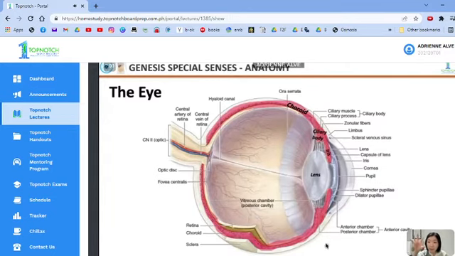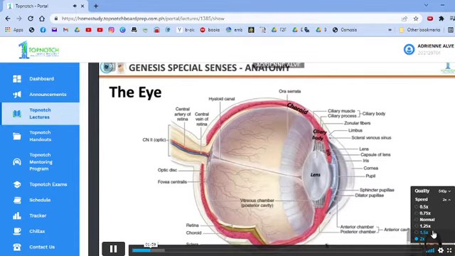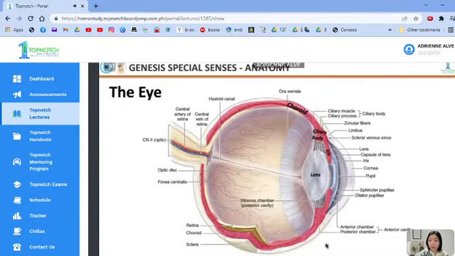So the iris controls the pupil diameter and limits the amount of light that enters the eye para hindi masilawan. The ciliary body includes suspensory ligaments attached to the lens, which change lens shape for far and near vision. And finally, it continues to the back of the eye as the choroid, which is a highly vascularized tissue that nourishes the retina. Then you have here the internal layer, which includes the retina.